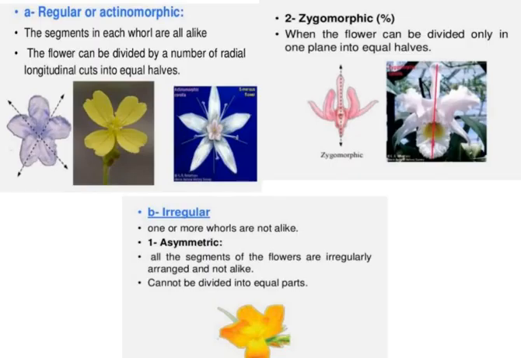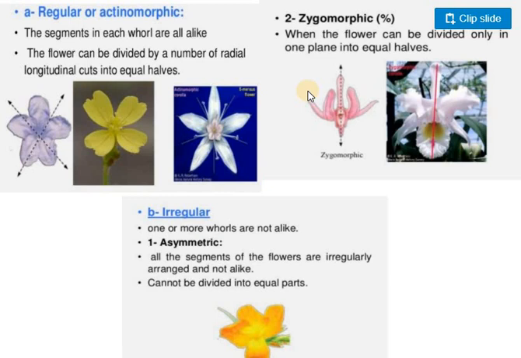So see this diagram. If you see this slide, in the first diagram we can make cleavage on all planes, or we can cut the flower into 2 equal halves through multiple planes, and such a flower is called regular or actinomorphic. If you come to the second flower, on the right side, we can cleave the flower only through a vertical plane, or a flower can be divided into 2 halves only through a single plane.